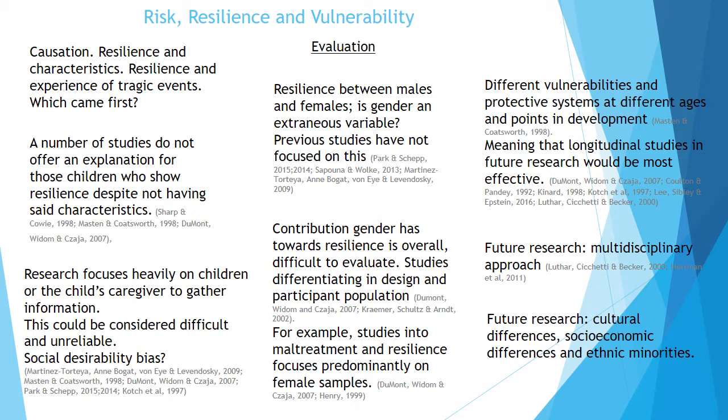Further studies have suggested that the contribution that gender has towards resilience is overall difficult to evaluate. This is due to studies differentiating in design and participant population. For example, studies into maltreatment and resilience focus predominantly on female samples. Other studies into characteristics of resilience do not offer an explanation for those children who show resilience despite not having the said characteristics or experiencing the given internal and external factors that the research has highlighted.